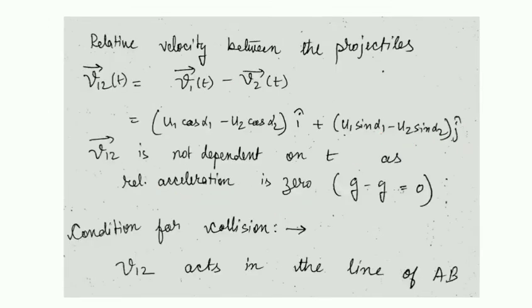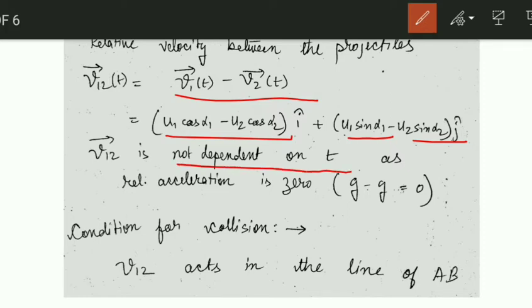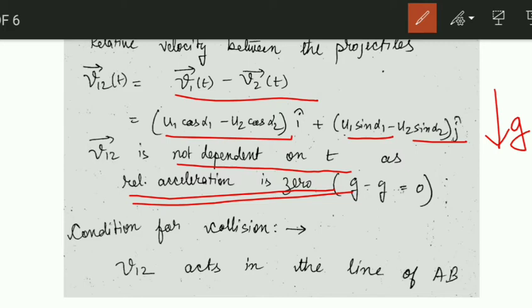So relative velocity, as I said, v1 minus v2 vector, this is u1 cos alpha 1 minus u2 cos alpha 2, u1 sin alpha 1 minus u2 sin alpha 2. Now this v12 is not dependent on time. That means it is same as the relative velocity of the initial velocity. As this is independent of t, relative acceleration is 0, because for both the projectiles the common acceleration is g, so this is 0.